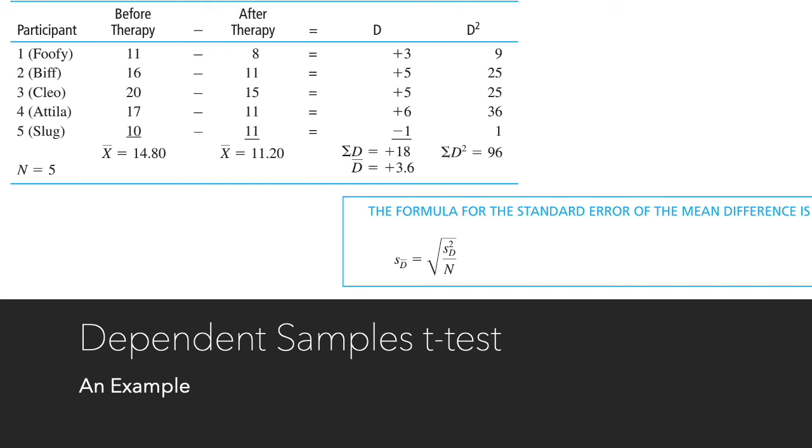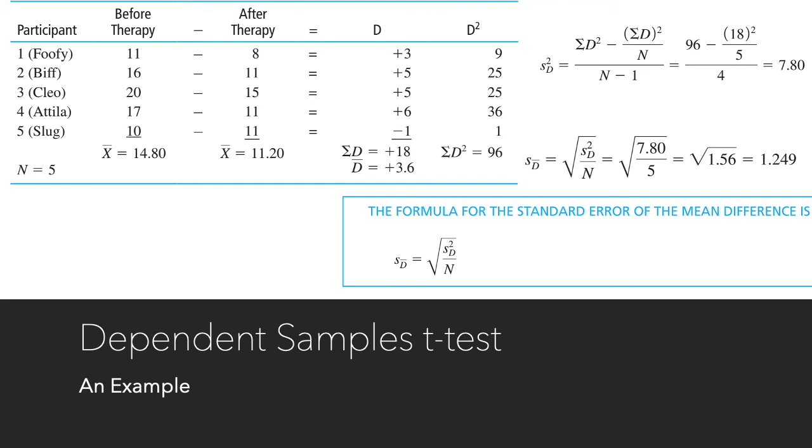So we've calculated the variance of the difference. So now we're going to take that and calculate the standard error of the mean difference. Standard error of the mean difference is simply that variance score divided by n, and we take the square root of that. So we take that variance score, 7.80, divided by 5, take the square root, and that gives us 1.249 for our standard error of the mean difference.